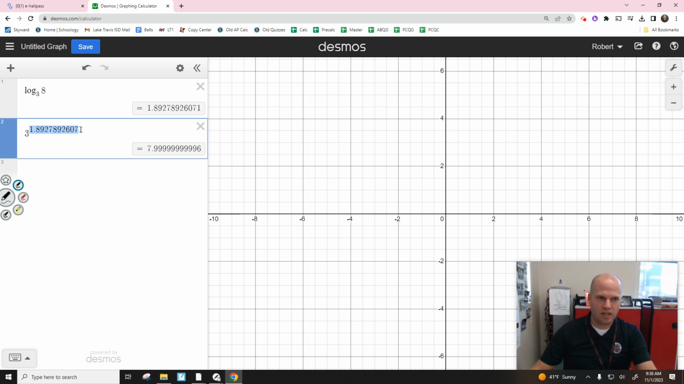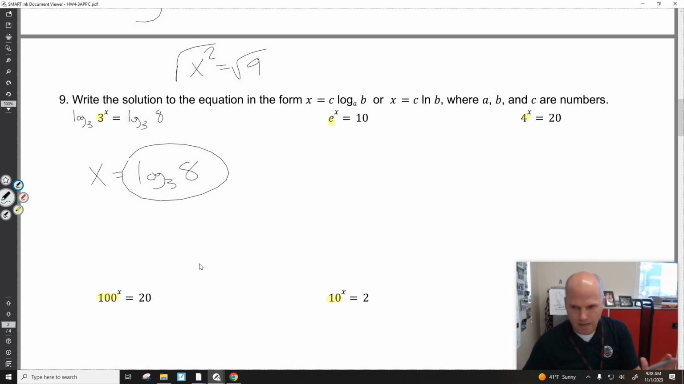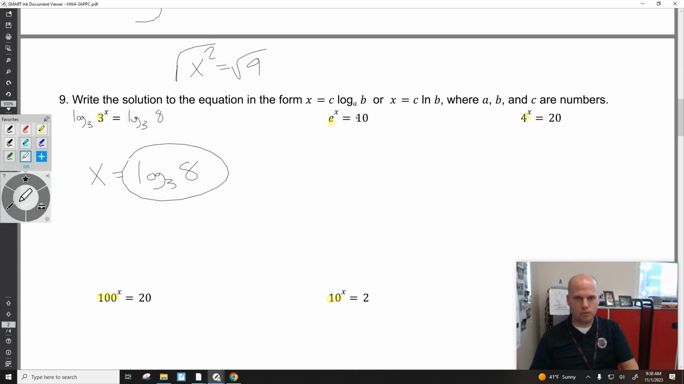This number is just a weird decimal. It's not a number that is nice. You'd think, well, 3 squared is 9, maybe it's 1.9, but no, it's this 1.8927 number. All right, I digress, I'm talking too much. It's getting me ready for the lesson, but let's just keep going and do some problems, okay?